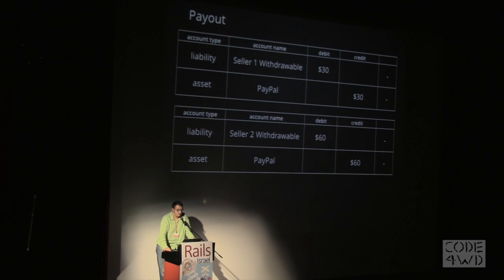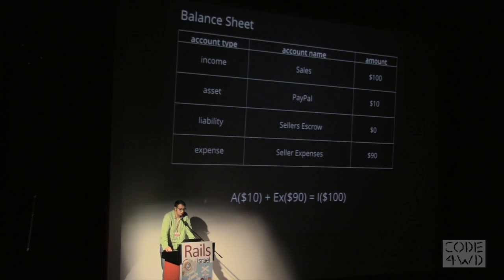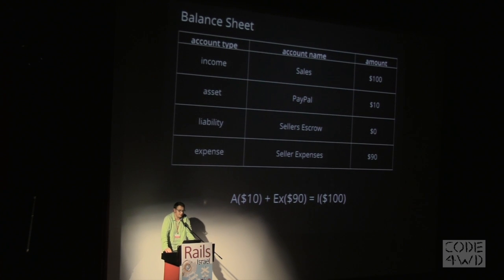And then goes the payout. We just reduce the liability account and reduce the PayPal asset account. So we have less money on our account on PayPal, and we don't owe this money anymore to the sellers. Now the balance sheet will totally reflect that. We have $100 in income, $10 in assets on PayPal.